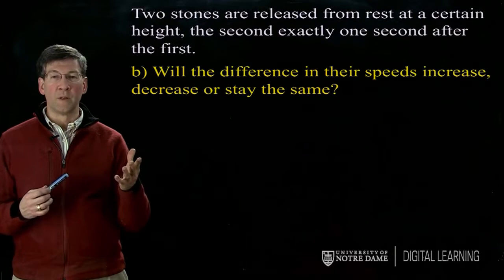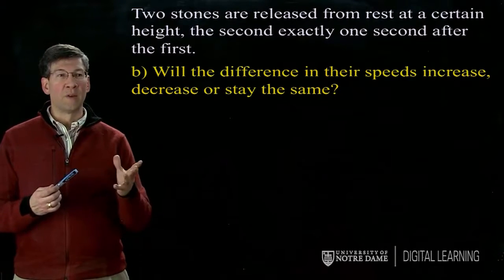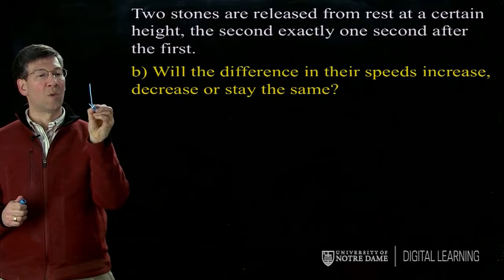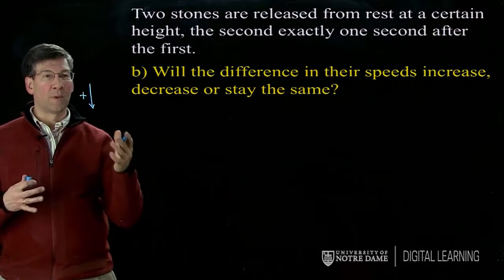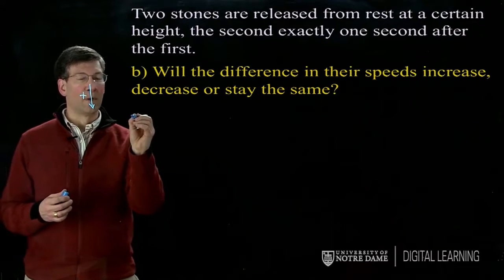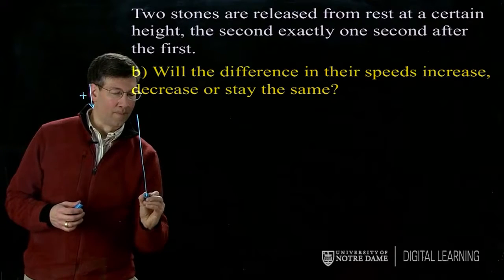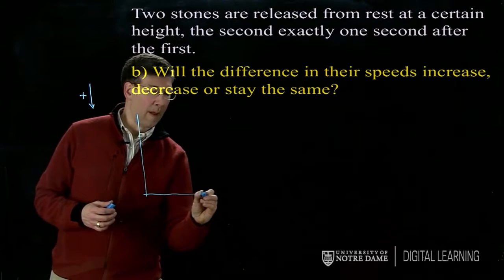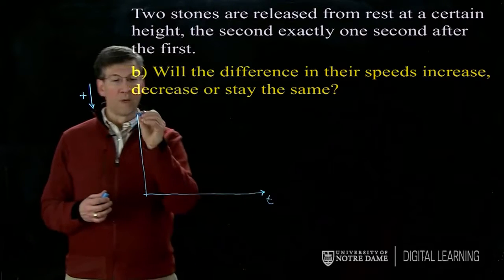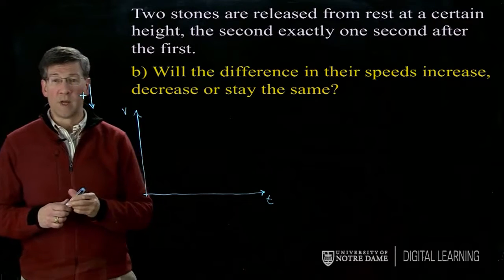In order to understand this, we're going to draw velocity versus time graphs for the two stones. To make this simple, we're going to choose the positive direction of the motion to be downward, because otherwise we'll have too many minus signs running around and it will be confusing. So let's draw a velocity versus time graph. Here's my vertical axis, which is going to be velocity, and the horizontal axis is going to be time. We can draw on here the motions of both of the stones as they fall.